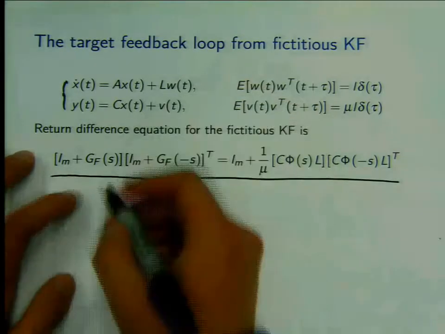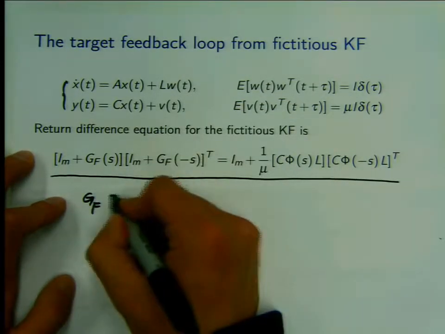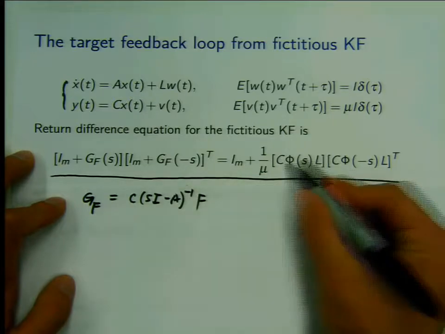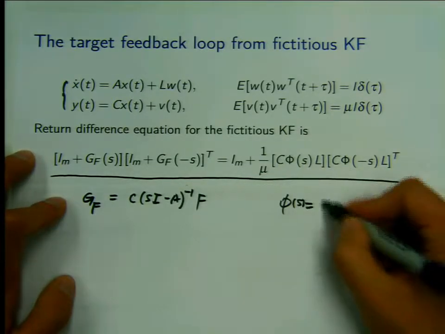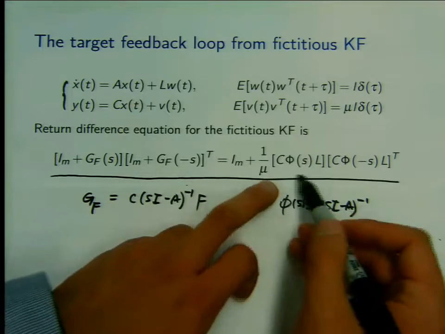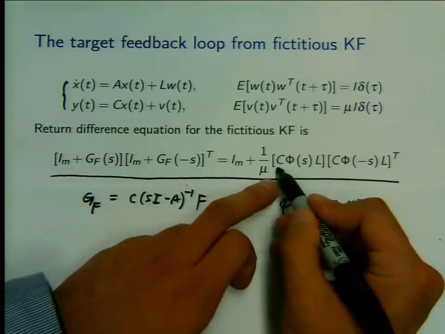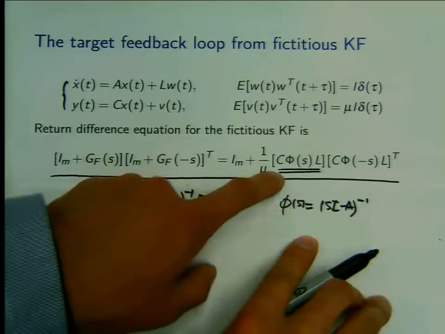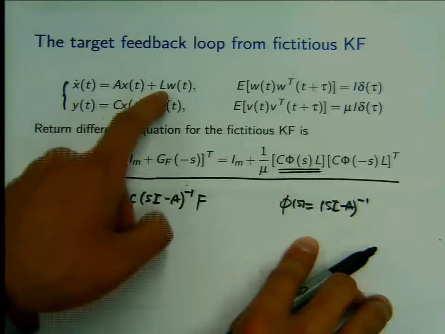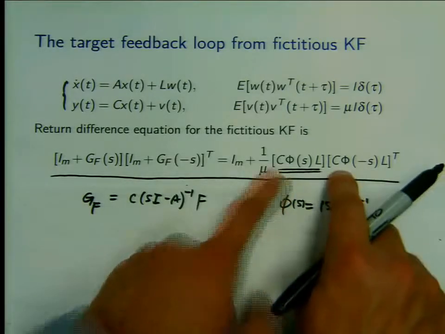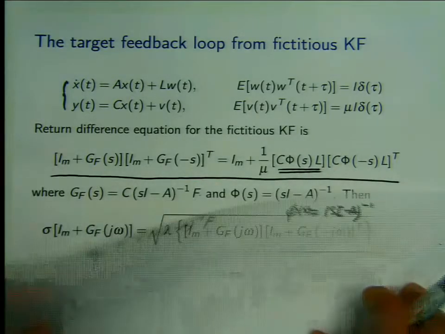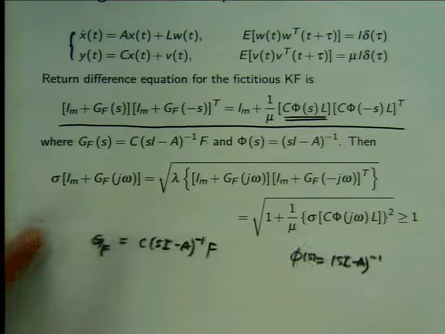Okay, so on the left hand side, G_F equals C(sI minus A) inverse F, and on the right hand side, phi(s) equals (sI minus A) inverse. Okay, so just a review of the return difference equation. On the right hand side, this guy is the open loop transfer function from W to Y, right? C(sI minus A) inverse times L. Okay? So on the right hand side, these are the open loop transfer functions. And on the left is the closed loop properties of the Kalman filter loop. That's the intuition for the return difference equation. Okay?